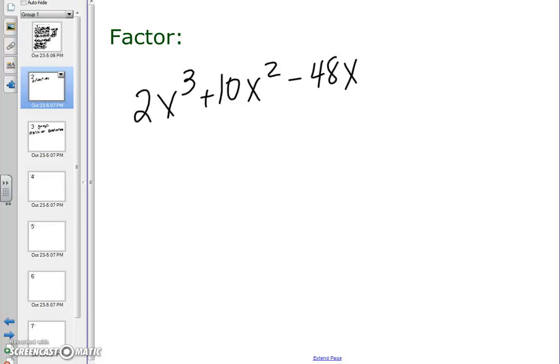So this we see, do the numbers have anything in common? 2, 10, and 48. What's the greatest thing? A 2. Do the variables have anything in common? Yes, the greatest thing is an x. So we factor out a 2x and see what we are left with.